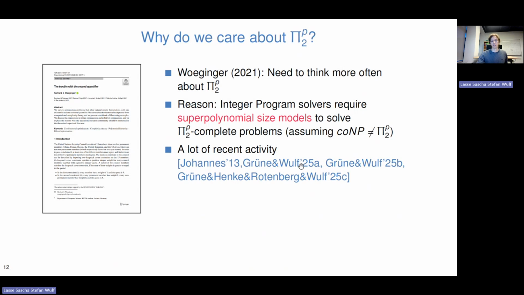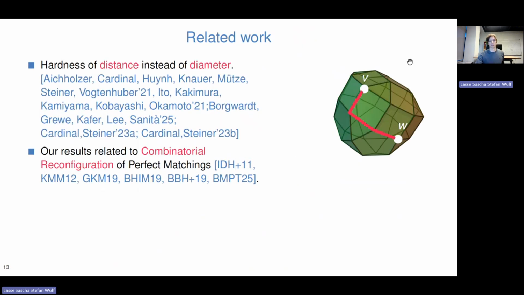And there's been a lot of recent activity in the area which I've been involved with, which also got me interested in this topic to start with. And there's also a lot of other related work. If you care about the hardness of computing the distance between two vertices instead of the diameter, hardness reductions in this regime can sometimes be easier. There's also been a lot of related work for different families of polytopes, approximation or exact computation. And our results also relate to the area of so-called combinatorial reconfiguration of perfect matchings. I hope it becomes clear in a second why that is the case.